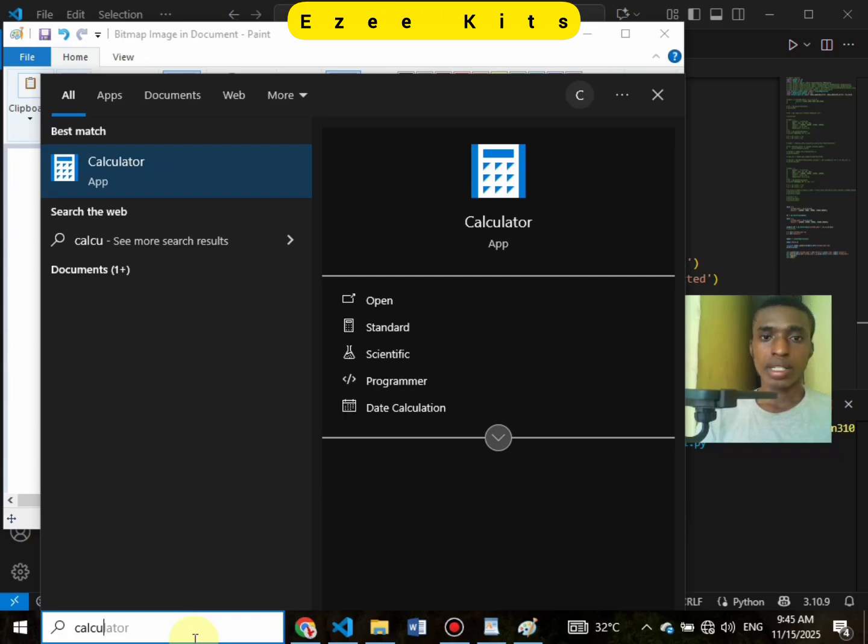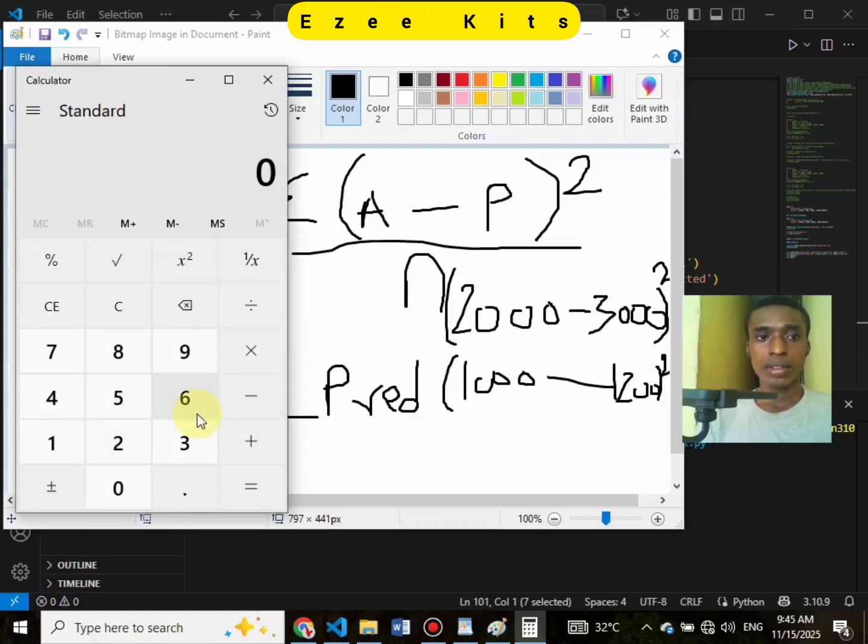This is my calculator here. So I can actually say, when we do this, minus 2,000 minus 3,000 is going to be minus 1,000. This is actually minus 1,000 squared, so it's going to be 1,000,000.